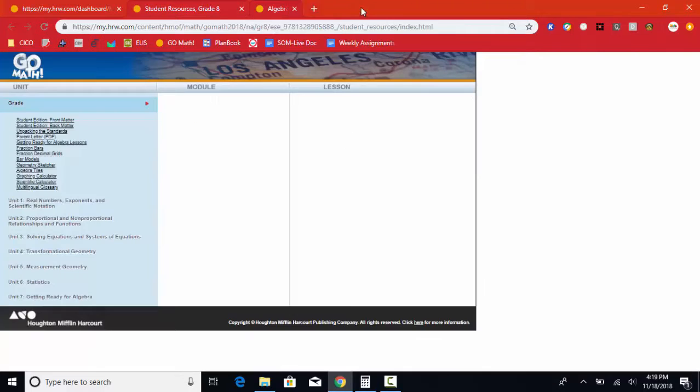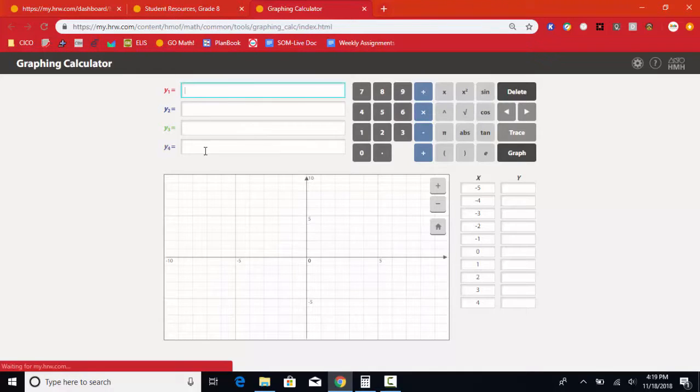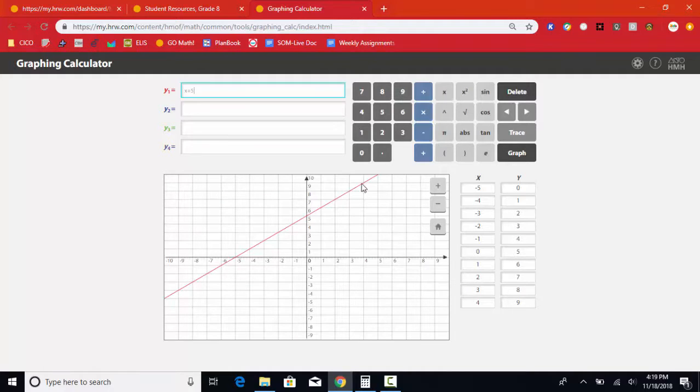Now, exit out, we come to graphing calculator. It's just a graphing calculator to help you graph if you don't have one yourself. So like x plus 5. If we enter that, we have our line.